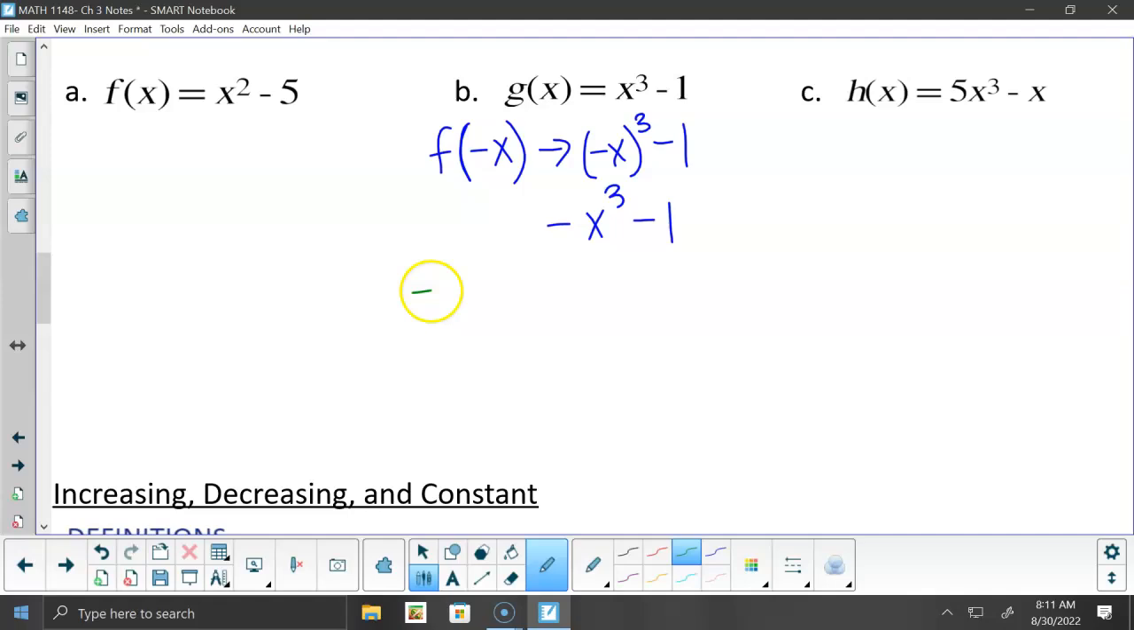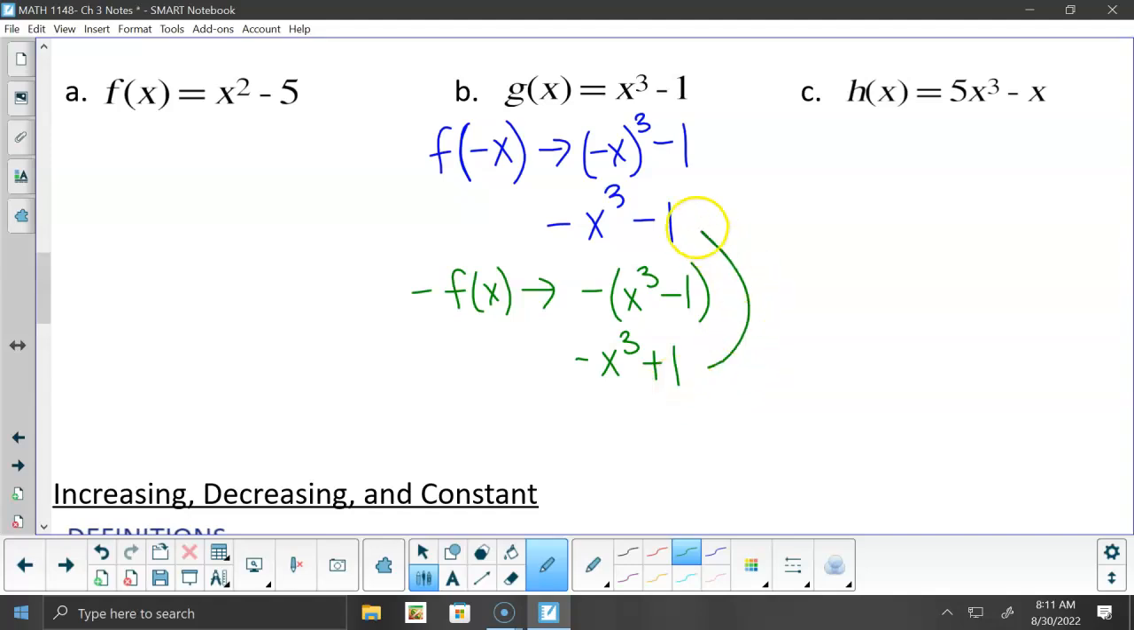Next thing I'm going to check is negative f of x, so I can check odd. So that is negative times my original function. Distributing that negative through gives me, is this the same as this? Nope. So this one's a neither.